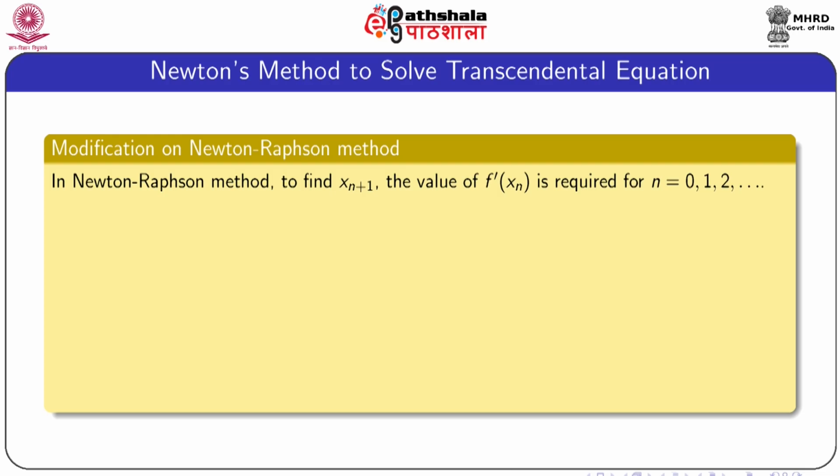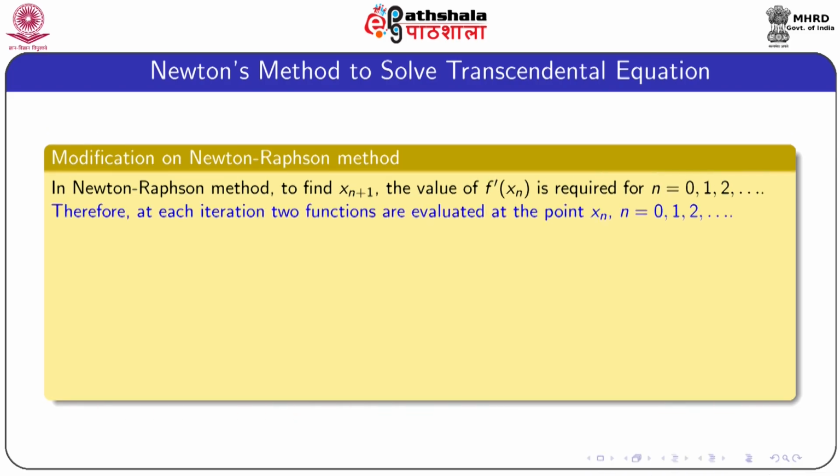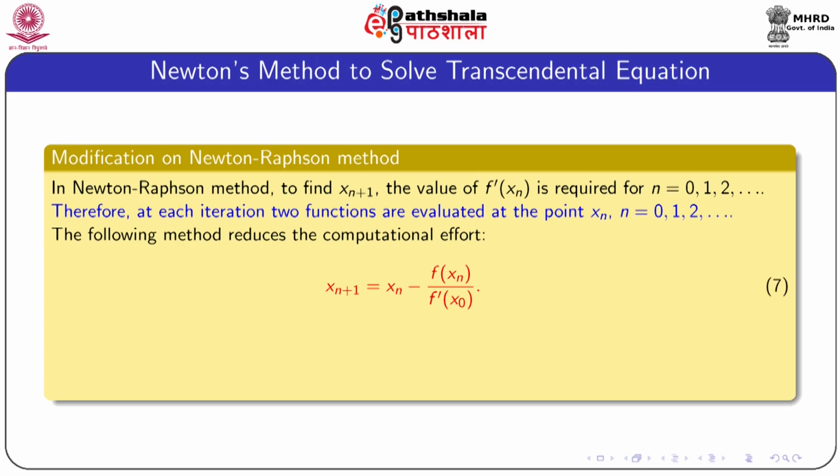Now we present another modification of the Newton-Raphson method. In the Newton-Raphson method, in each iteration to find the value of xn plus 1, we have to find the value of f prime at xn for all n equal to 0, 1, 2 and so on. That means in each iteration we have to evaluate two functions, one is f and the other is the first derivative of f at the approximated value xn. So for this reason we have to calculate the derivative and it takes a lot of time.